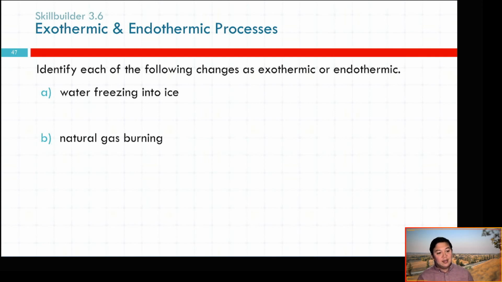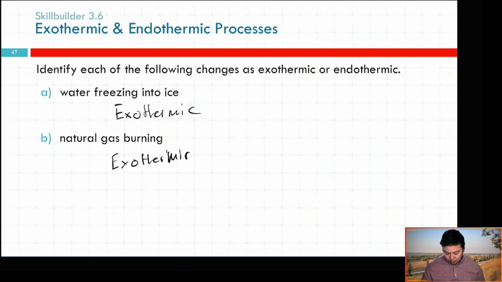We often associate exothermic with things that we could really feel the heat from, but when water freezes, you need to remove that heat, so it's exothermic. Natural gas burning is also, as you might have guessed, exothermic. And then we could have C here, right? Water evaporating would be endothermic.